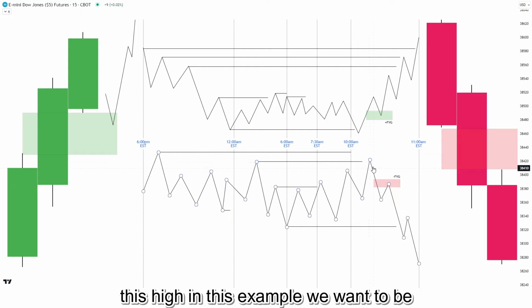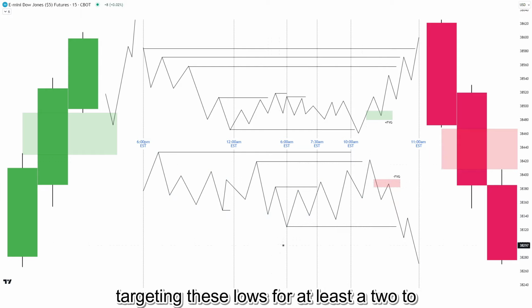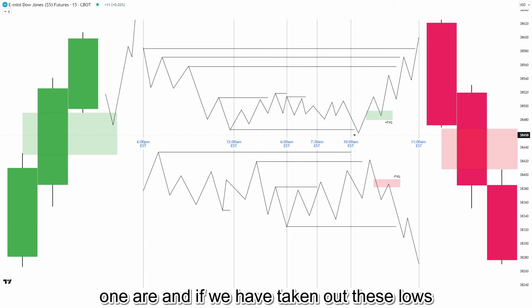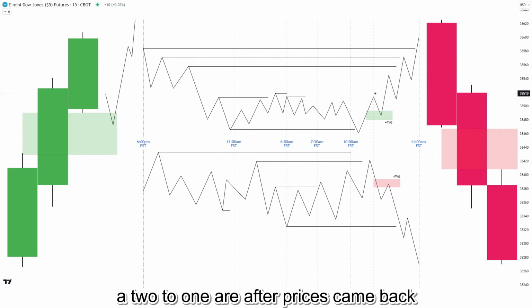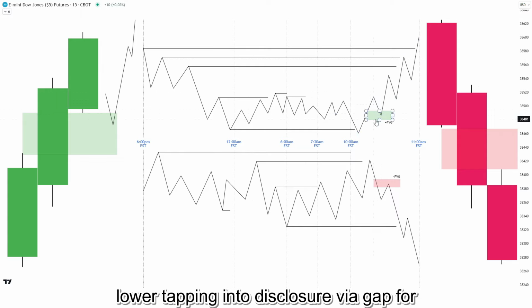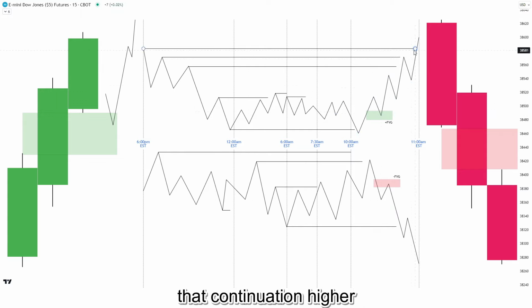So if we took out this high in this example, we want to be targeting these lows for at least a 2-to-1 R, and if we have taken out these lows, we want to target these highs for at least a 2-to-1 R after price has come back lower, tapping into this bullish fair value gap for that continuation higher.